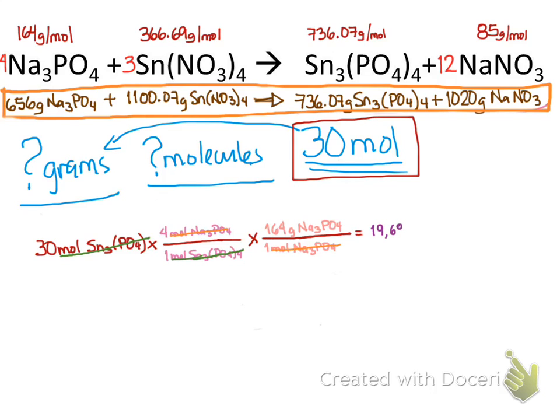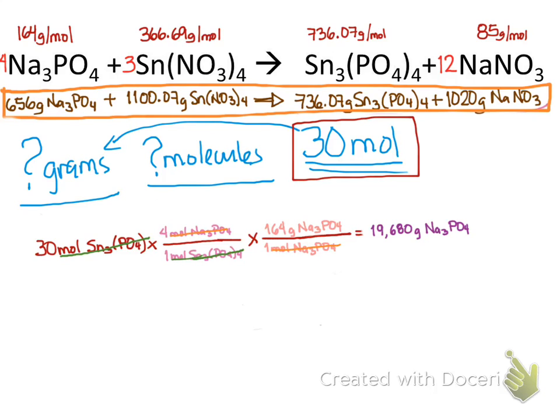19,080. And the answer is in what? Grams. Grams of what? Of sodium nitrate. Yes? Sodium phosphate. Okay. This is the first way to do it.